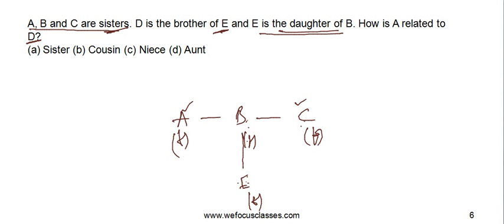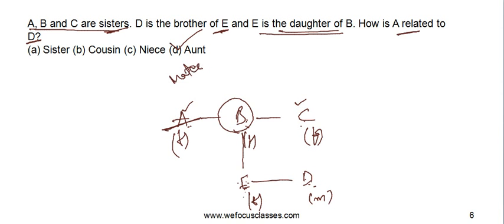It is given D is the brother of E. So D is male. These two are brother and sister, and these two are children of B, and B is the mother of E and D. How is A related to D? D's mother is B, and mother's sister is always called aunt. So for D, A is called aunt. If you want to be particular, she is called maternal aunt. Now go to the next question.